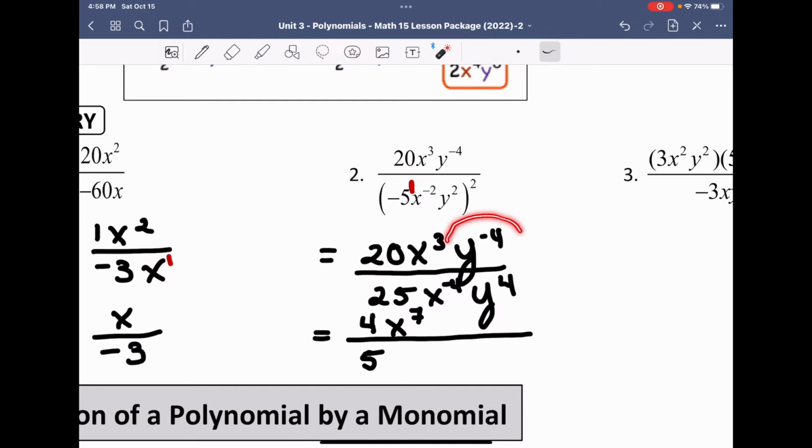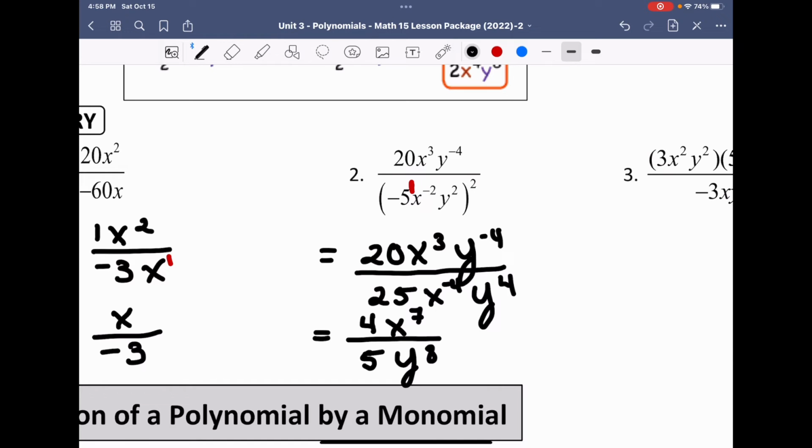Now I can do the same thing with the y's. I can go y to the negative 4 over y to the 4. We could do the quotient rule or realize the y's are greater in the denominator. By how much? By a factor of 8. So your final solution should be 4x to the 7 over 5y to the 8. And that would be your final solution there.